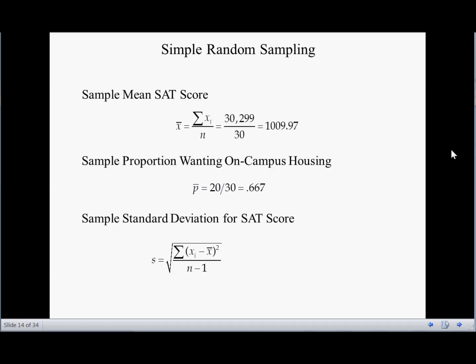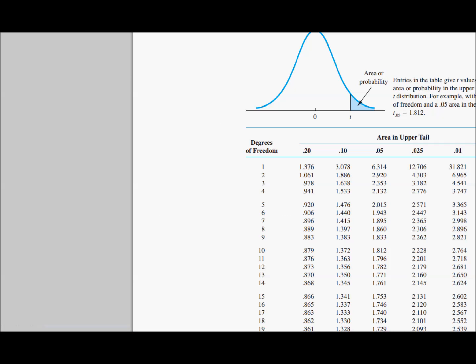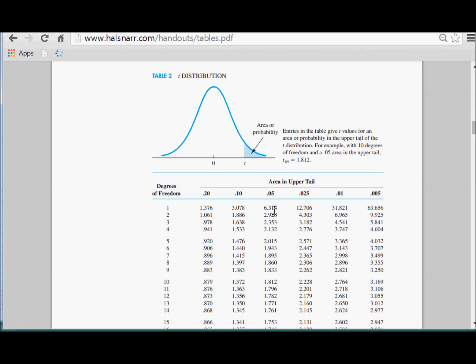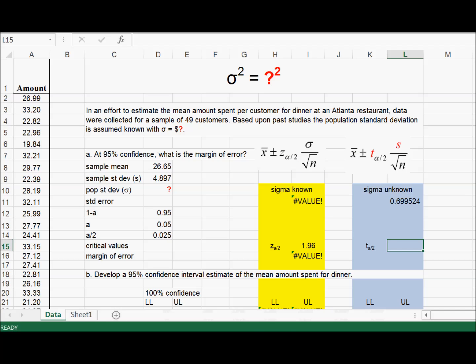Okay, so if we have a sample of 49, what row do we go to? 48, right? Now, what's our alpha level? Our alpha level is 0.05, but we have to divide that by 2. Why do we divide that by 2? Cody? Why do we divide that by 2? Where's Cody? Why do we divide the alpha by 2?